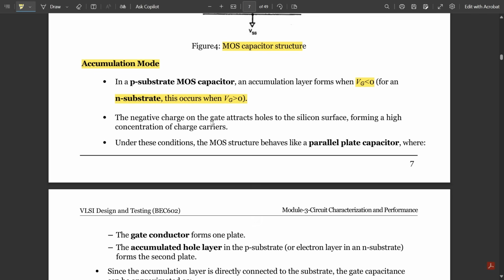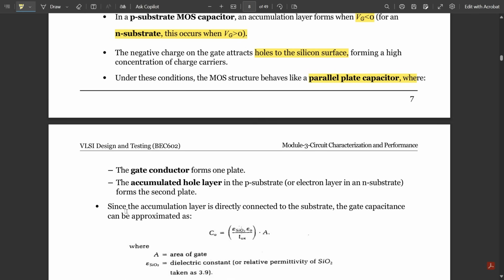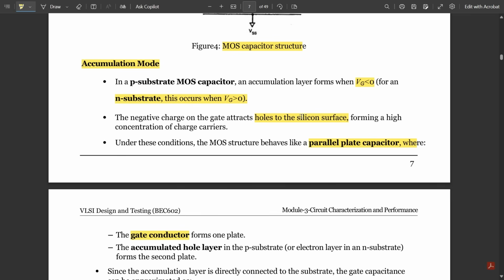The negative charge on the gate attracts the holes to the silicon surface, forming a high concentration of charge carriers. Under these conditions, the MOS structure behaves like a parallel plate capacitor, where the gate conductor forms one plate and the accumulated hole layer in the P substrate forms the second plate. These are the two plates formed when the gate voltage is negative.